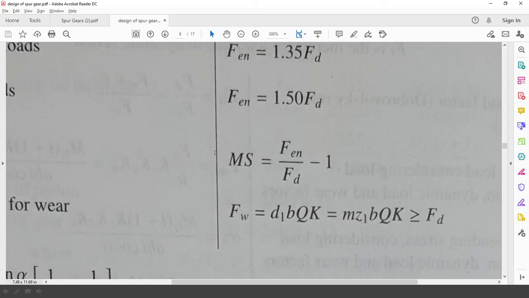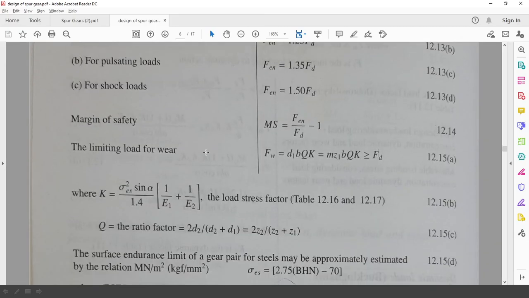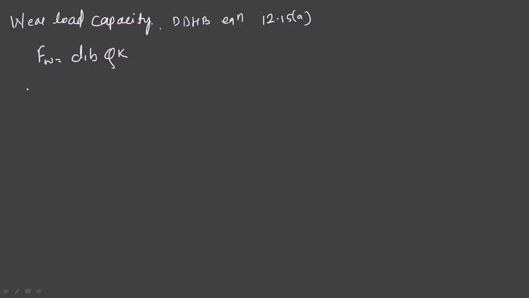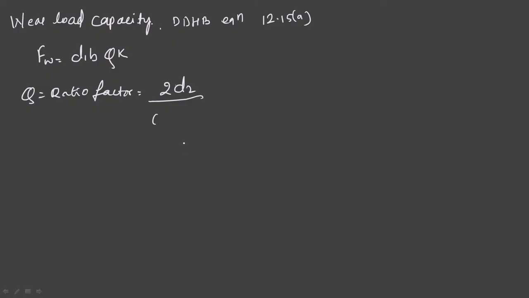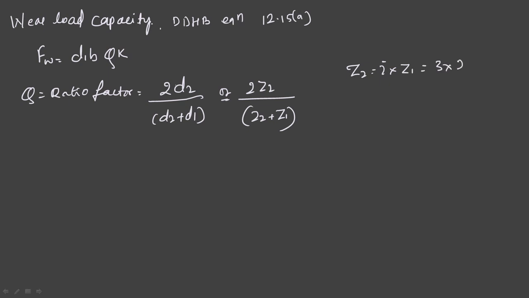Okay. So now let us go for value of Q. Q is a ratio factor. Q equal to 2D2 divided by D2 plus D1, or 2Z2 divided by Z2 plus Z1. So now Z2 you can calculate, I into Z1. Okay. I is 3, Z1 is 27.